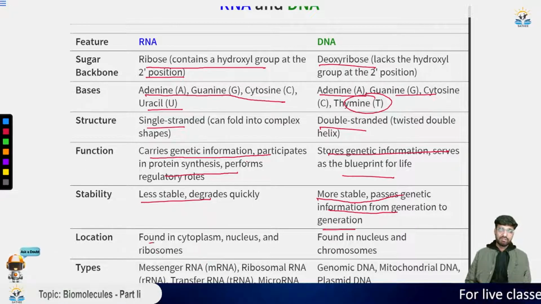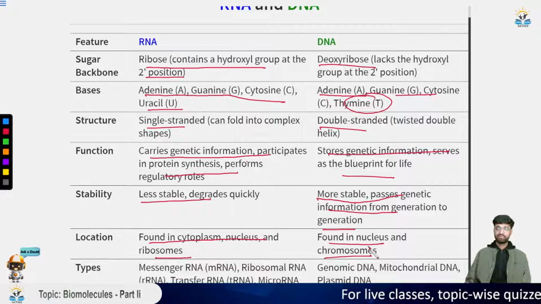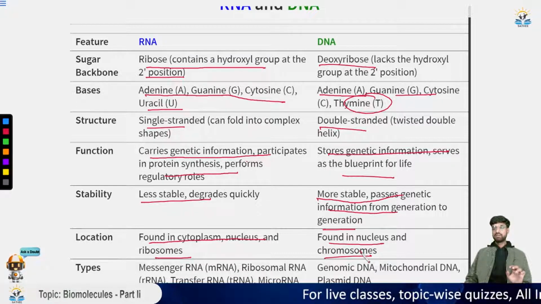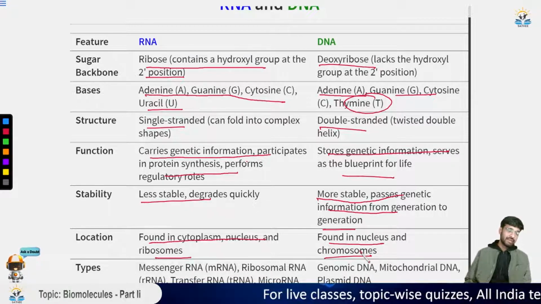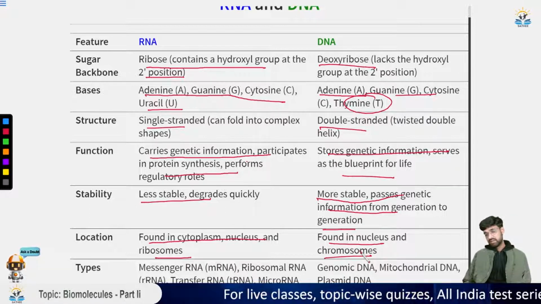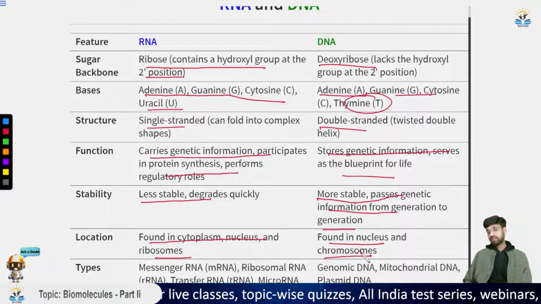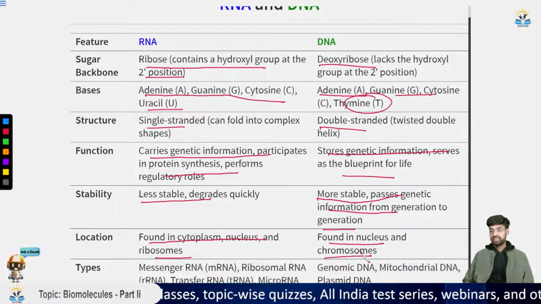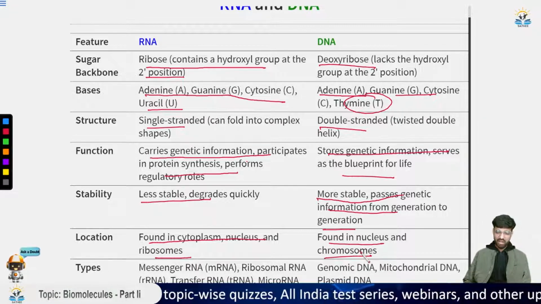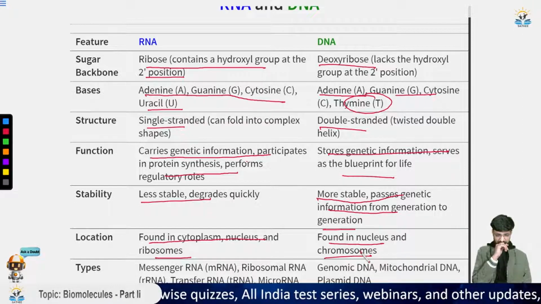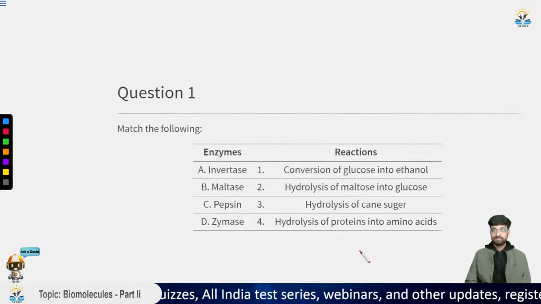What is the location? RNA is found in the cytoplasm, nucleus, and ribosome, whereas DNA is found in the nucleus and chromosome, so it is mostly found in the nuclear part of the cell. Now, types of RNA: we have messenger RNA, ribosomal RNA, transfer RNA, and microRNA. Whereas DNA has genomic, mitochondrial, and plasmid DNA.